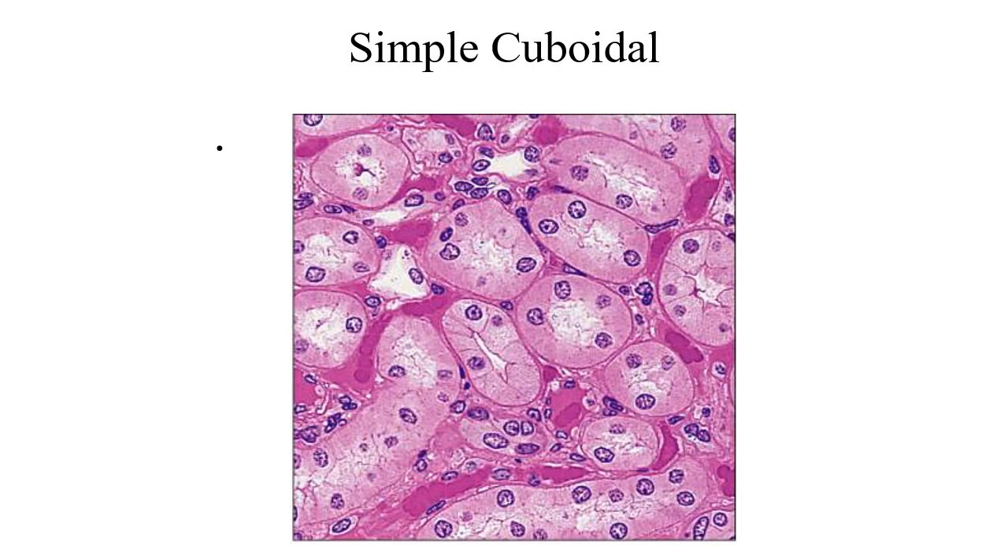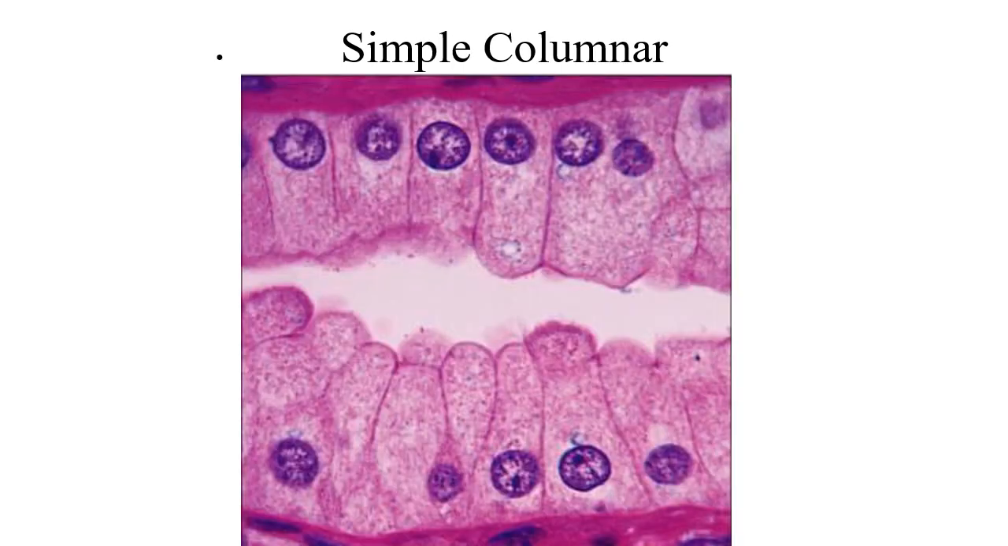Again, the cells themselves are cuboidal. Under the microscope, they're going to look essentially like a square or maybe a little bit of a rectangle, but basically same height, same width for the cell itself, with a nice centrally located nucleus. Simple columnar epithelium: now the cells are taller than they are wide. The nucleus tends to be down towards the basement membrane there.